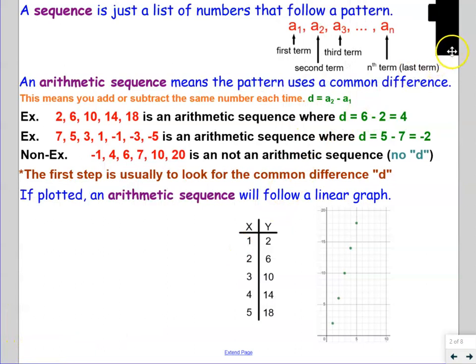Here's another side fact. If you try to graph this, it will follow a linear graph. So x will be the term number. So the first term, second term, third term, fourth term, fifth term. And I use the same 2, 6, 10, 14, 18 list. I plot these, I get these 5 dots. And if you had to connect them, it would be a line. All right, now these are actually just separate dots. It's not continuous though.